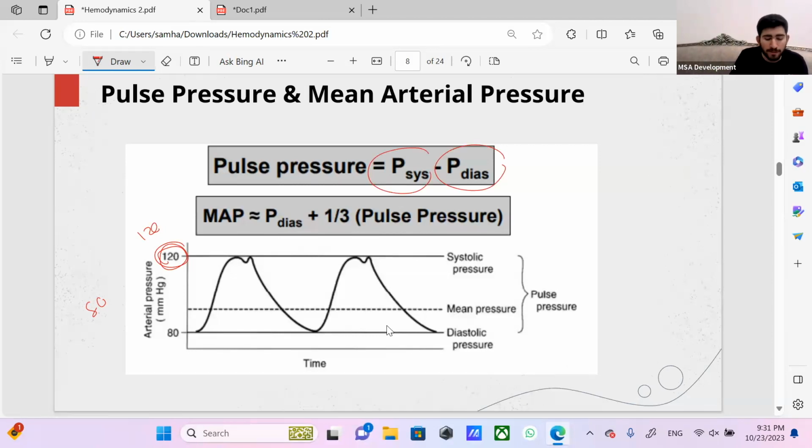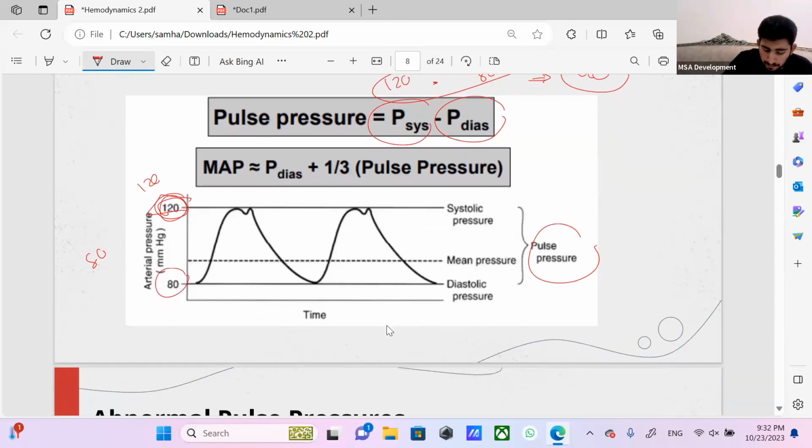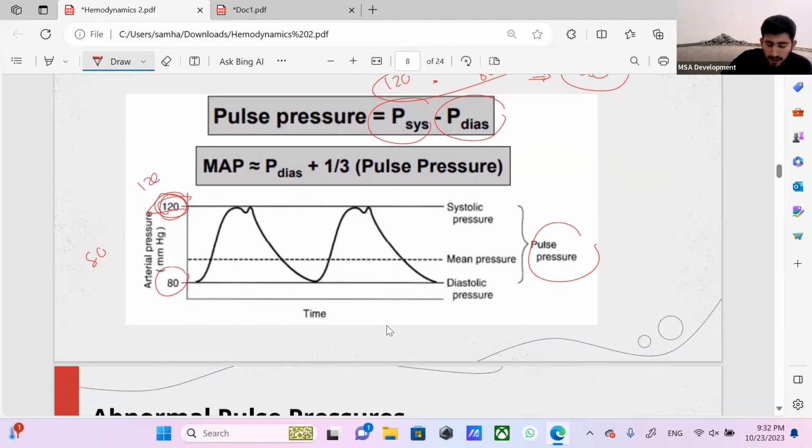So assuming I have a systolic pressure of 120 and a diastolic pressure of 80, I will have the total pulse pressure, meaning the difference between them, which is 40. Okay, this is the pulse pressure. The pulse pressure is the difference between the systolic pressure and the diastolic pressure. Okay, or systolic pressure minus diastolic pressure.